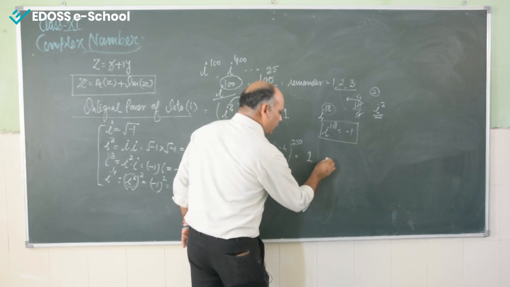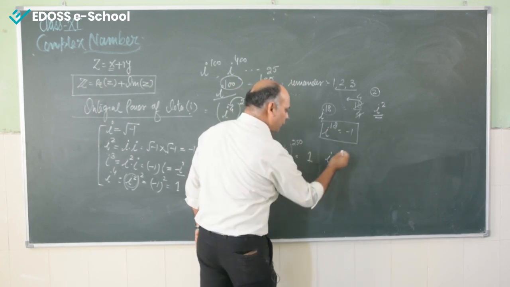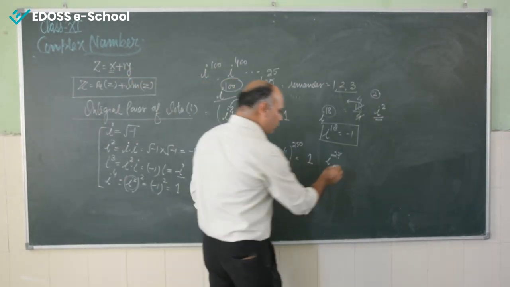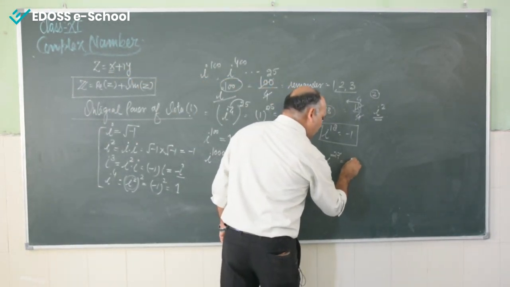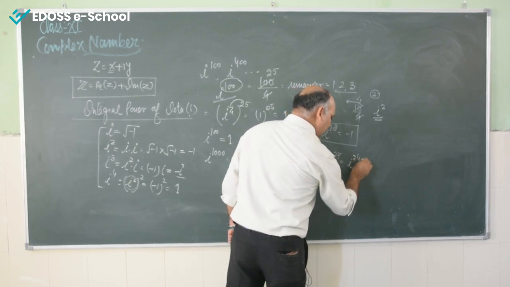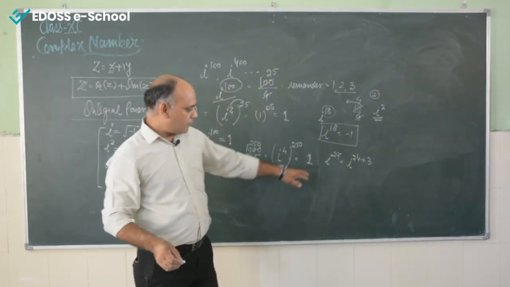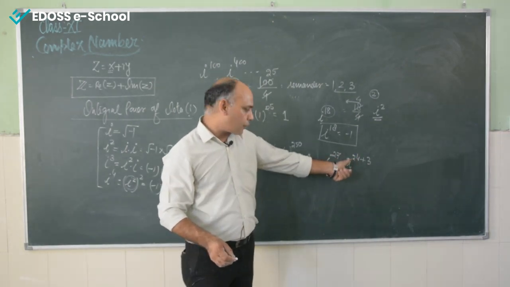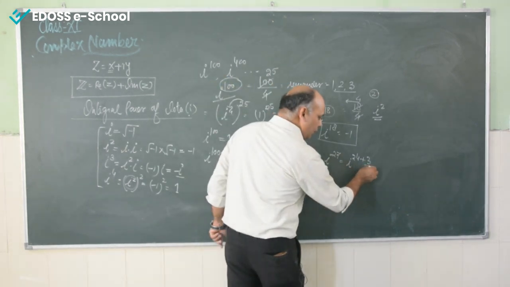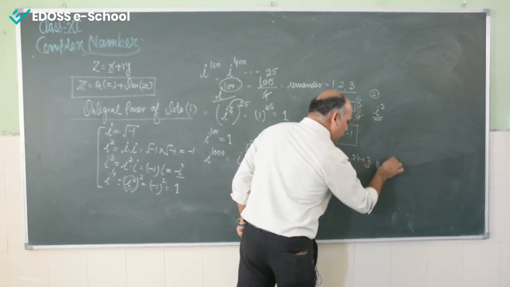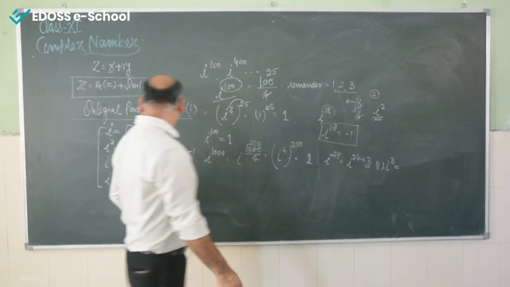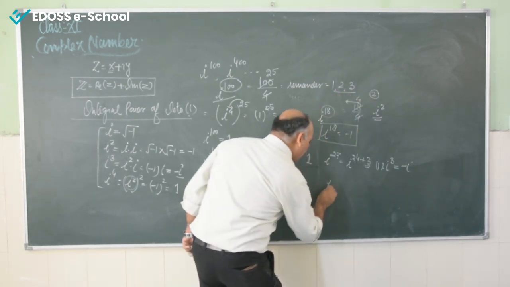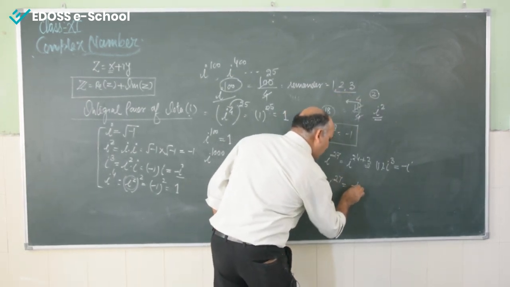Similarly, suppose you want to find iota to the power 27. Iota to the power 27 can be written as iota to the power 24 plus 3. Why am I saying 24? Because 24 is divisible by 4 completely, and the remainder will be equal to 3. Then this will be 1 into iota to the power 3. And what is the value of iota to the power 3? Iota to the power 3 is equal to minus iota. That means iota to the power 27 will be equal to minus iota.